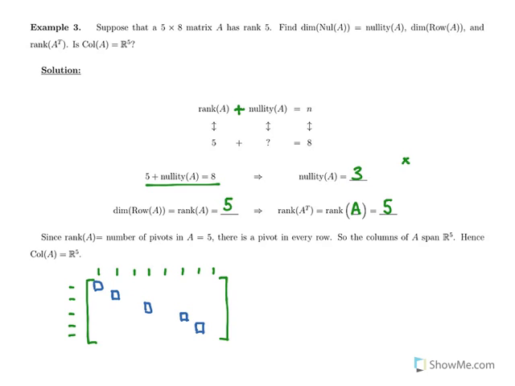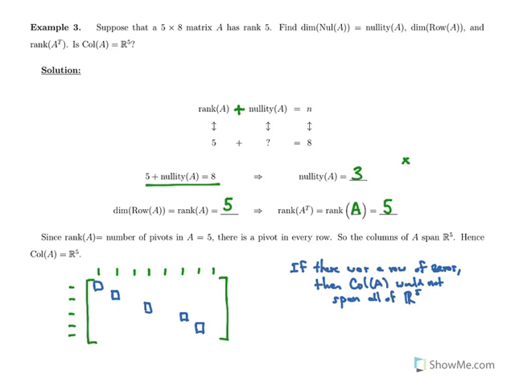If there was a row of zeros, or there wasn't a pivot in every row, then the column space of A would not span all of R5. That means that we would have a linearly dependent set of rows. We wouldn't be able to span all of R5 there.